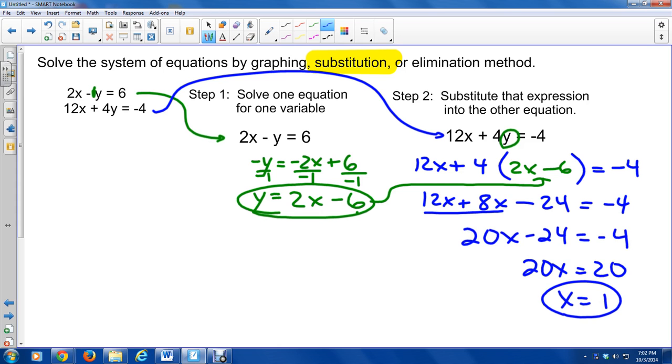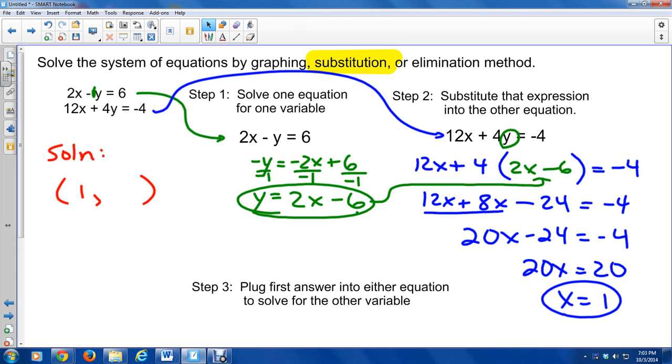So I've now been able to solve the second equation, and look, I actually have half my answer. Remember, your answer to any system of equations is going to be a coordinate point, an x and a y value. So I now have 1, my first part of my coordinate point. The last thing we're going to do, step 3, is we're going to plug our first answer, that's our x equals 1, into either equation to solve for the other variable. Totally does not matter at this point.